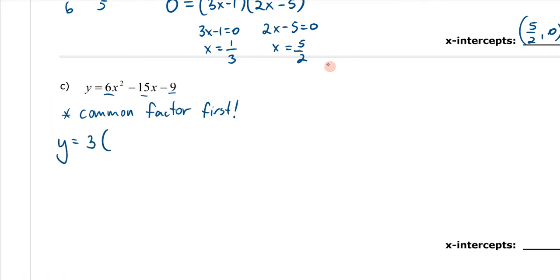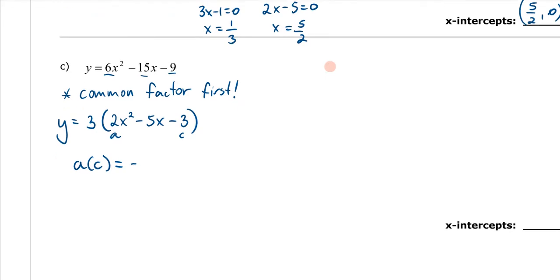So 3 comes out. 6x squared divided by 3 is 2x squared. 15x divided by 3 is 5x, so minus 5x. Minus 9 divided by 3 is minus 3. And so I've simplified the problem a little bit to make it easier for us to deal with. So I'm going to use what we call complex trinomial factoring, method number 1. We also call it product sum factoring because we're looking at the product of a and c. So a times c, where a is 2 and c is negative 3. Ignore the 3 out in the front. Just deal with what's inside the brackets. So a times c is negative 6.